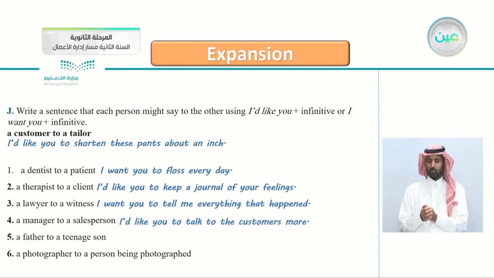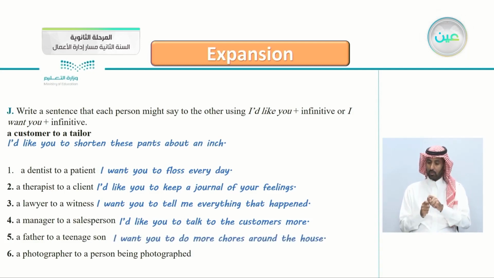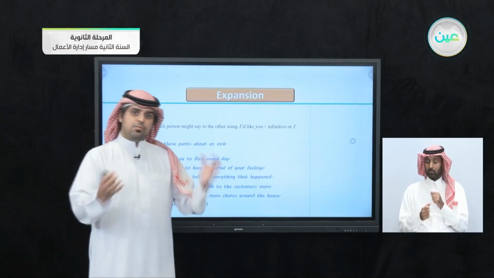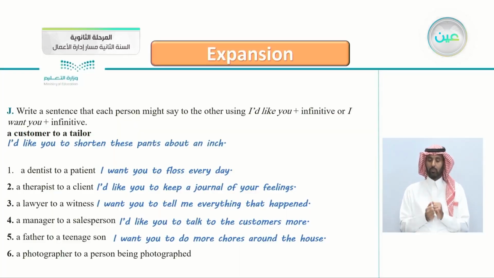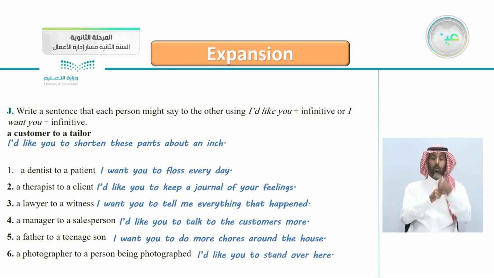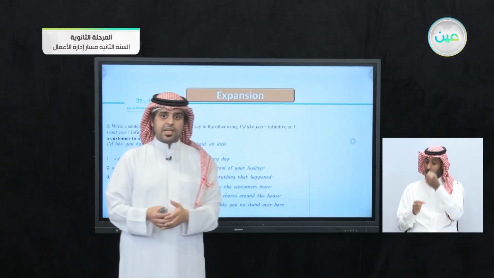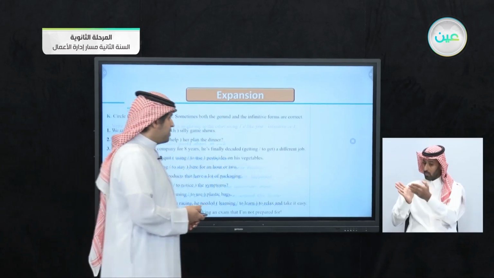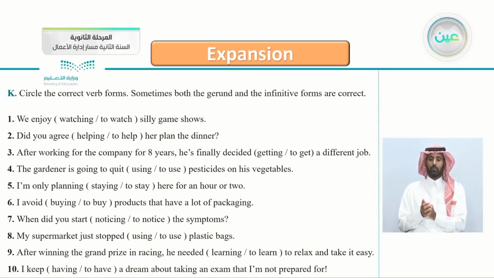A father to a teenage son, giving him advice. Yes, I want you to do more chores around the house. Or he would say, I would like you to help more around the house. Last one here, a photographer to a person being photographed. Yes, I'd like you to stand over here. He would say, I would like you to stand over here. Next here, circle the correct verb forms.